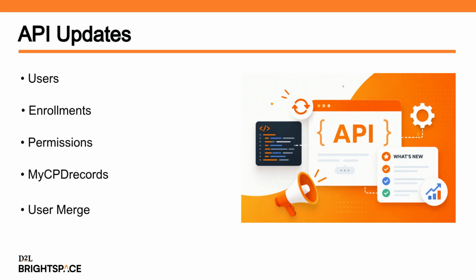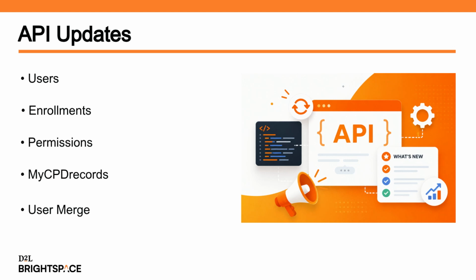Updates to the Users API now support distributed administration, allowing administrators with permissions assigned at a sub-organization level to perform user management tasks via API that were previously restricted to organization-level administrators. The Enrollments API is updated to support distributed administration, ensuring that automated enrollment workflows now respect the same sub-organization permission boundaries established in the Brightspace user interface.